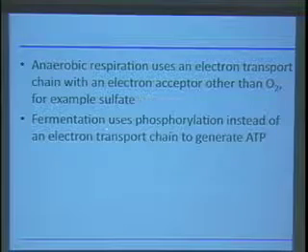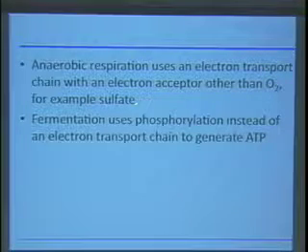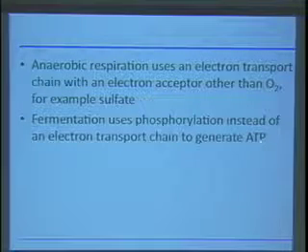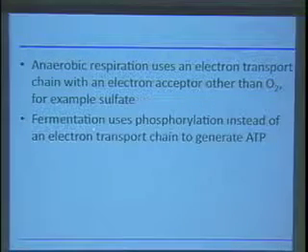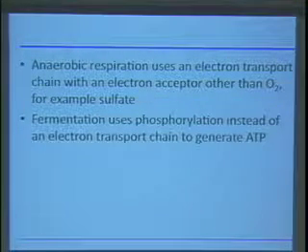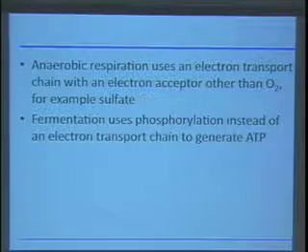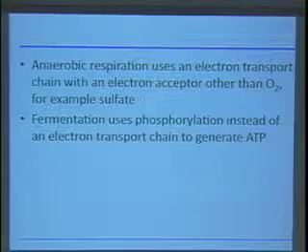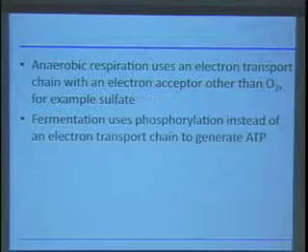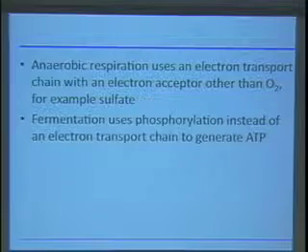Okay, and then fermentation is a process that uses phosphorylation, and this would be substrate level phosphorylation, instead of an electron transport chain to generate ATP. And again, in both cases, these would be coupled to glycolysis. So in basically all of the examples of respiration that we're talking about, glycolysis is on the front end and does the initial steps of breakdown of glucose. And then pyruvate can feed into these other pathways depending on the type of organism or cell that we're talking about, and also whether or not oxygen is present.